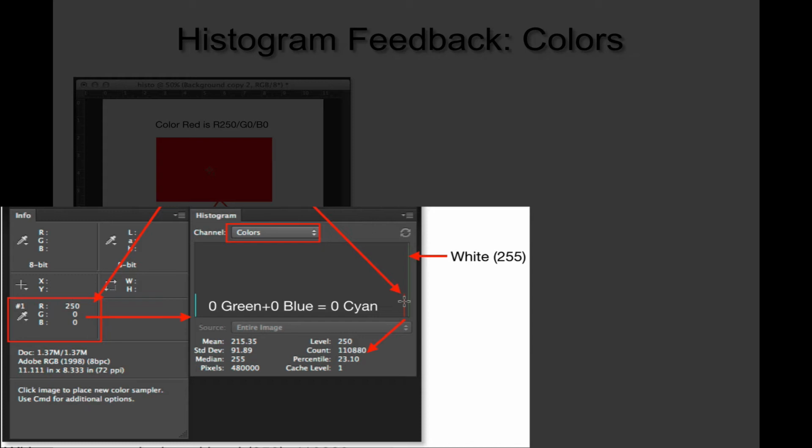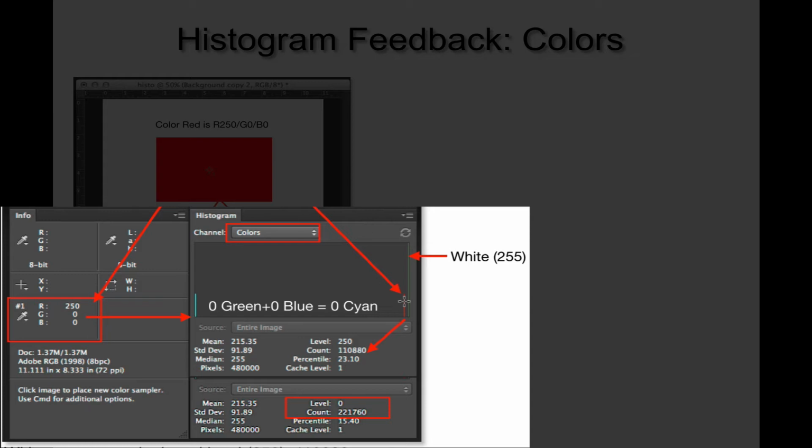With the cursor over the red line, it's interesting to note that the count is 110880. We'll keep that in mind. The reason we're seeing that is because it's representing only one channel, the color channel of red.